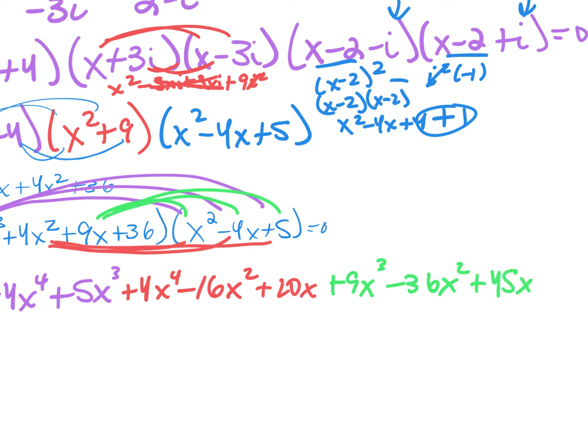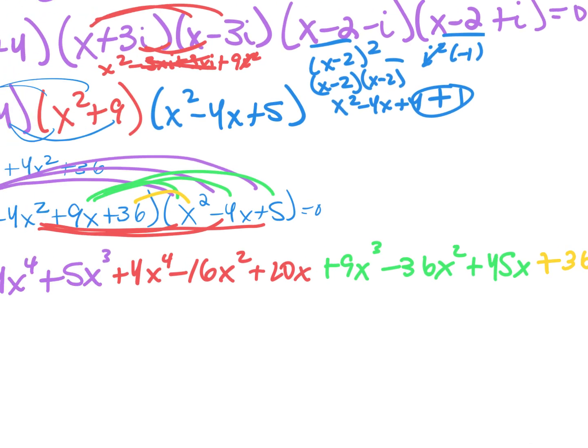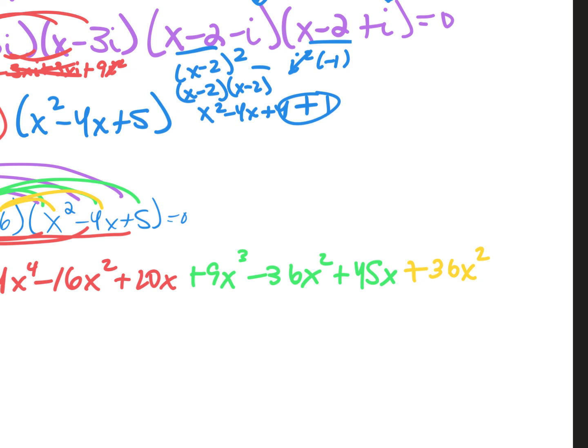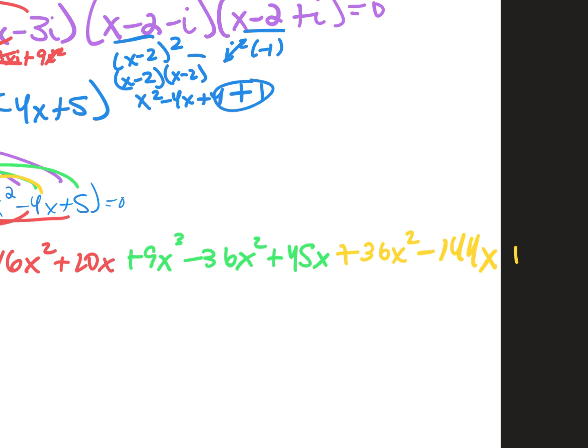And then lastly, folks, we have 36 times x squared is plus 36x squared. 36 and negative 4x, negative 144x. And then 36 and 5 is 180.